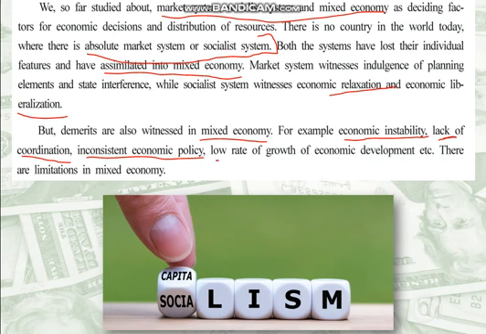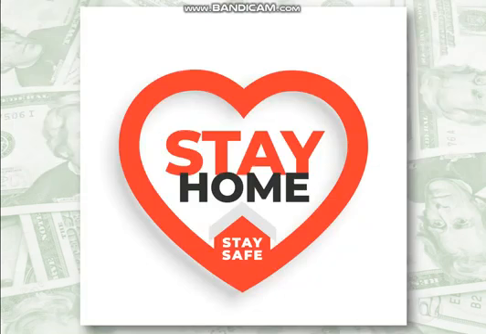Next, low rate of growth of economic development. The rate is very low. There are limitations in the mixed system also. So we can see the market system, the socialist system, and the mixed economy, and mixed economy is also not totally free, and it has problems in it also. With this we complete our chapter number 15.